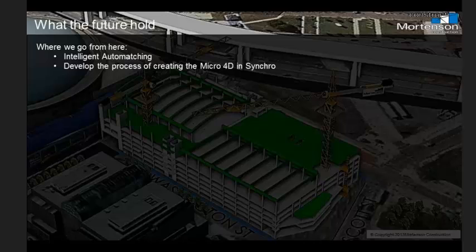Hopefully next year we'll be able to present some good case studies that show how it works. I think that's our presentation for today. Thank you.